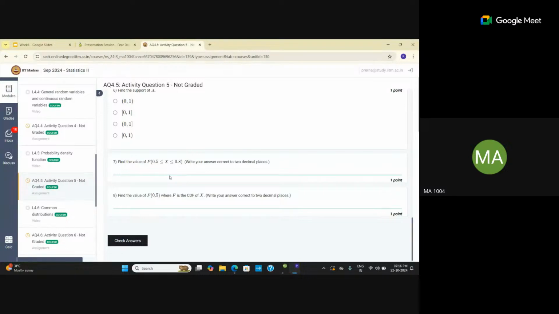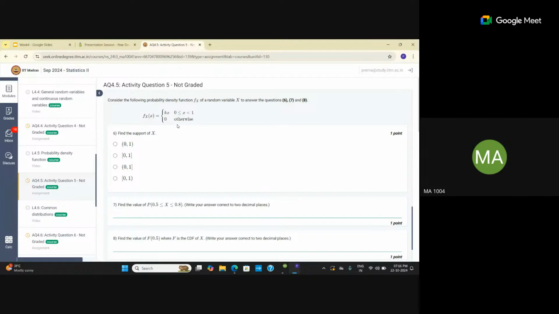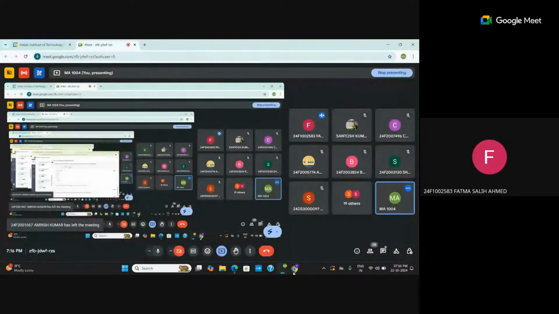The lower limit is 0 and the upper limit is given as 0.5. You have to integrate f(x) dx from 0 to 0.5. f(x) is kx, so first of all you need to find the value of k. How will you find it? Integration from 0 to 1 will be equal to 1. From there you can find the value of k.